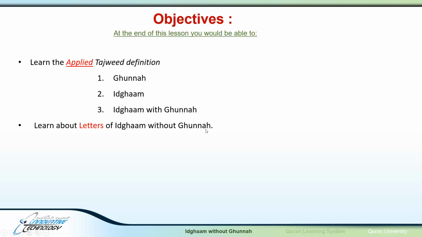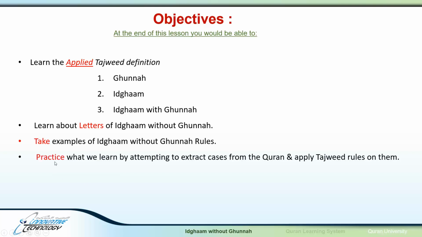Basically, we have to differentiate between the previous lesson, which is Idgham with Ghunnah, where the Ghunnah was added and that was related to 4 letters, and this lesson, in which there is Idgham without Ghunnah, where there are 2 letters that cause this Idgham to be without Ghunnah. Then we're going to take examples of the Idgham without Ghunnah rules, and then we're going to practice what we have learned by attempting to extract cases from the Quran and apply Tajweed rules to them.